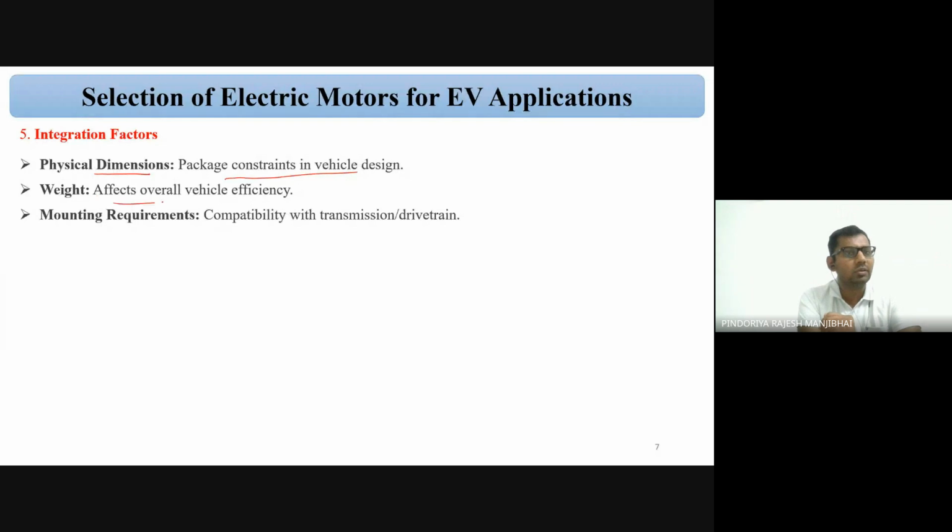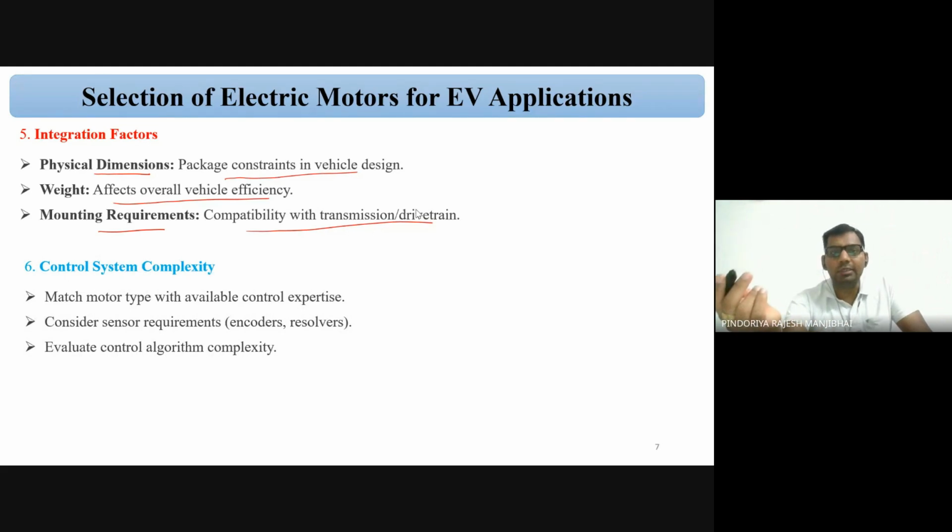Weight affects the overall vehicle efficiency. Suppose your motor weight is very high, then it adds to the overall mass of the vehicle, correct? Suppose the mass of the vehicle is high, then it will reduce the efficiency of your vehicle. Mounting requirement: compatibility with the transmission and drivetrain. Where we have to mount our motor, correct? Maybe at the center, maybe as a hub motor. Ultimately it is the compatibility with the transmission and drivetrain. So integration factor is the most important part.